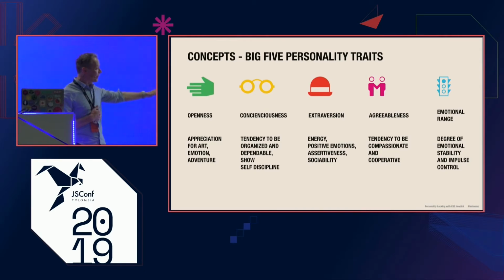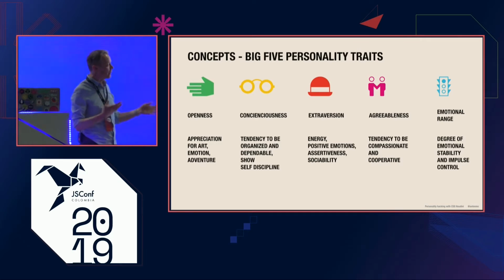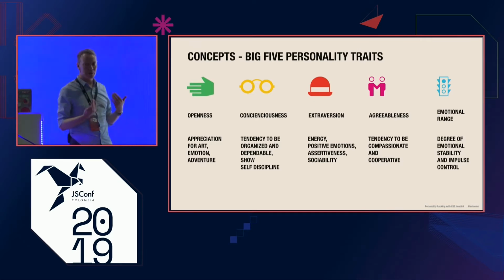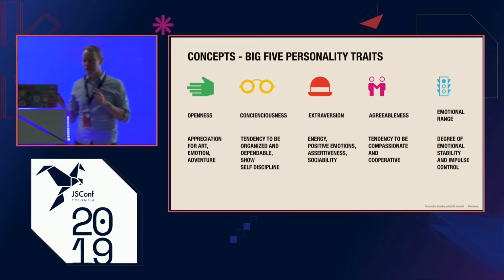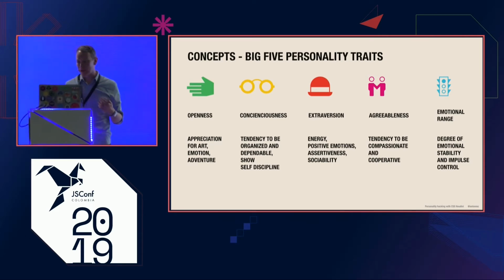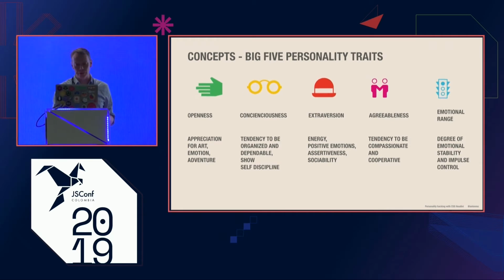So openness is the appreciation for art. So open-mindedness. Conscientiousness is how organized you are. Extroversion versus introversion, so how much energy you show outwardly versus inwardly. Agreeableness is how well you work with other people. And the emotional range is your degree of stability within your words.